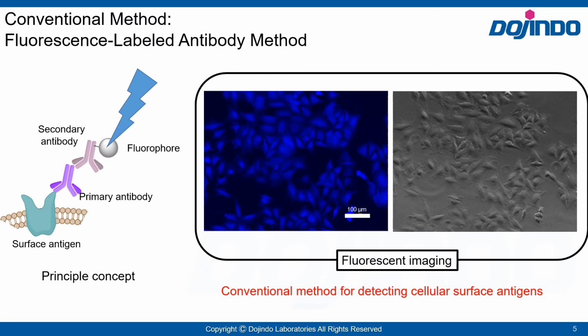As the diagram illustrates, the conventional method, using fluorescence-labeled antibodies, involves indirectly binding fluorochromes to the cell surface antigens of interest. We will now explore the limitations of this design and discover why this technique is difficult to use for surface antigens with low expression levels.